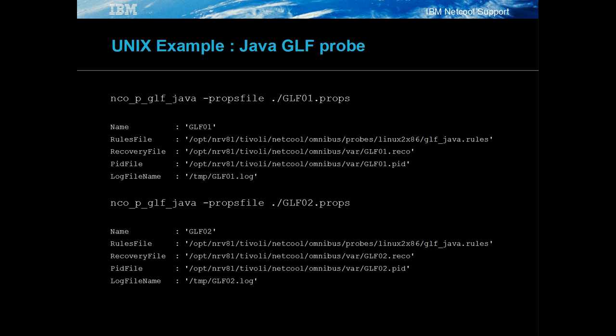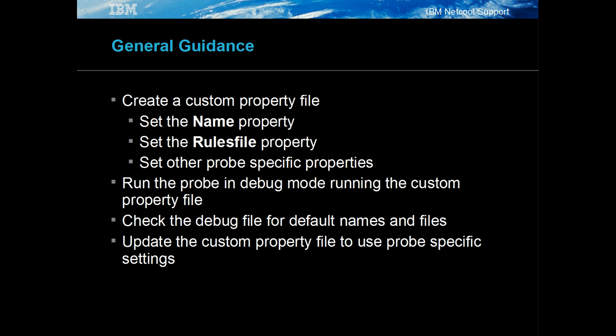On Unix, the -props file can be used to define the property file explicitly. The GLF probe requires probe-specific full paths to be set. As with Windows, when the name is set, the rules file needs to be explicitly set if sharing rules files between the probes. In general, you can use the name property to set common property file names, but you need to then set the rules file property explicitly.